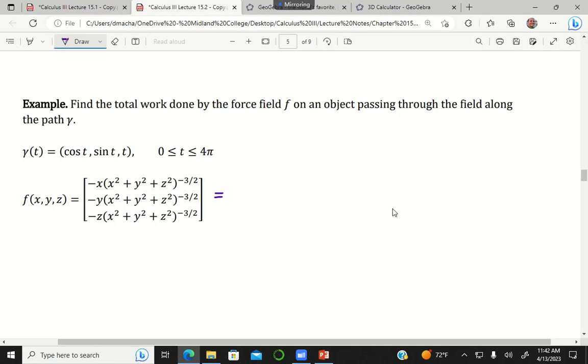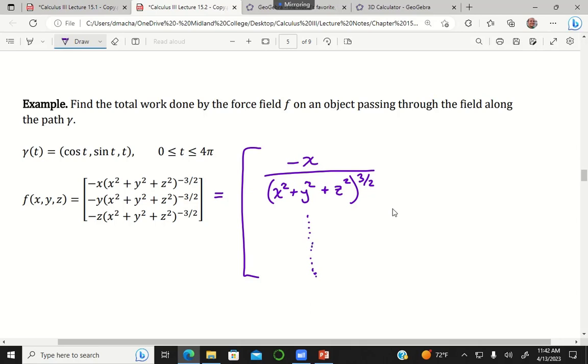Let me rewrite it in a different way. It's negative x over x squared plus y squared plus z squared, to the power 3/2, which would be like taking the square root and then raising it to the third power, right? But I could just write it to the power 3/2. Then I would have the same expression for my second entry, except I would replace the negative x with the negative y. And for the third entry, I would replace the negative x with a negative z. And that is my vector field F.